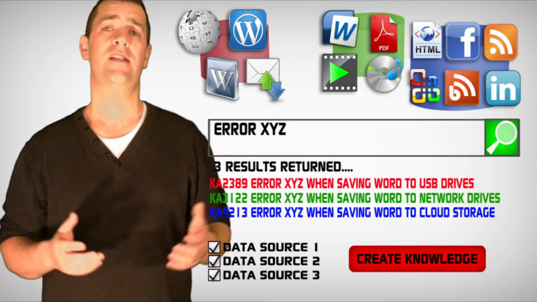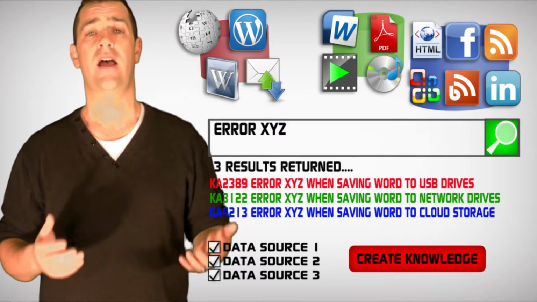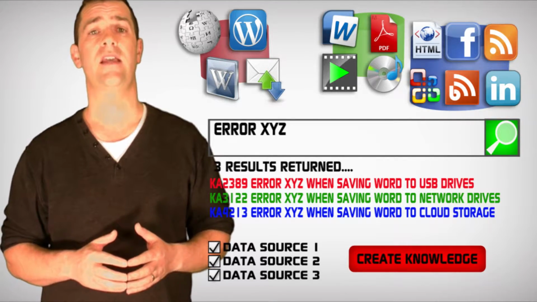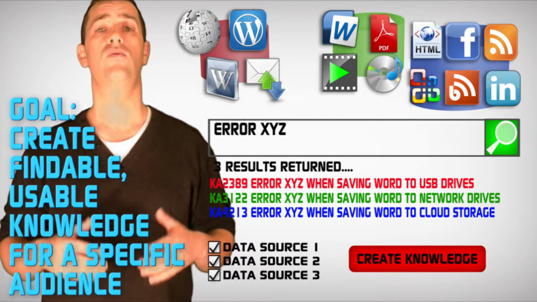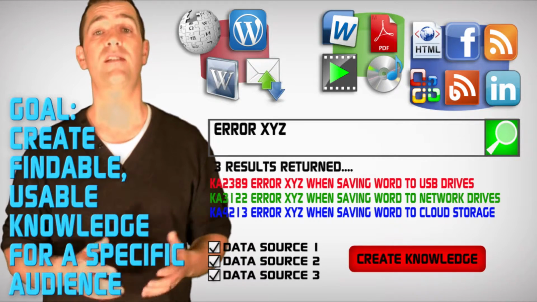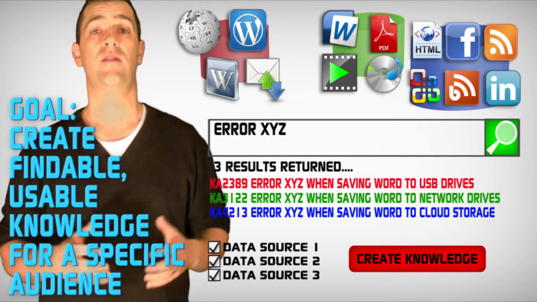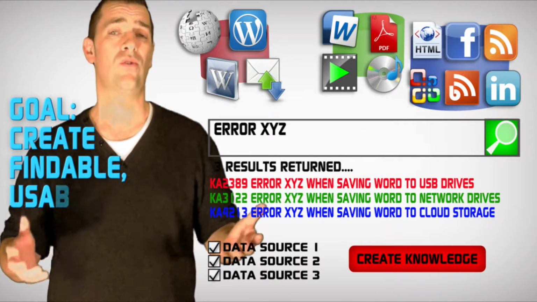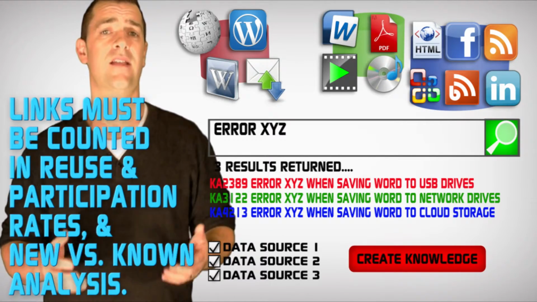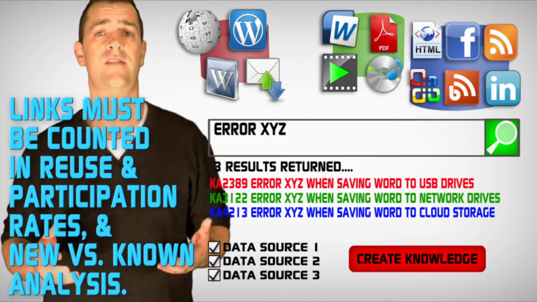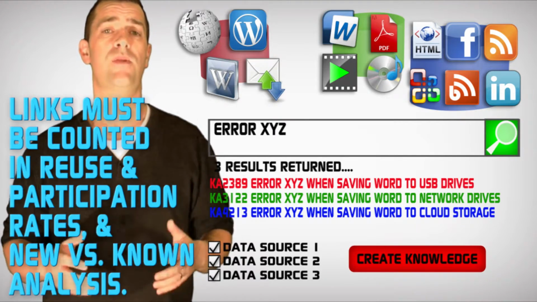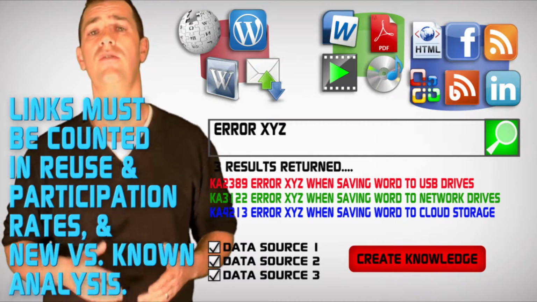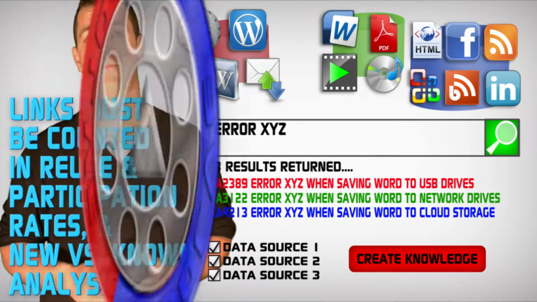When these criteria are met, the links to other types of content satisfy the fundamental goal of KCS, which is to create findable, usable knowledge for a specific audience. So in this situation, creating a KCS article would add little or no value. Links to other types of content that satisfy the above criteria should be counted in reuse counts, participation rates, and the new versus known analysis.